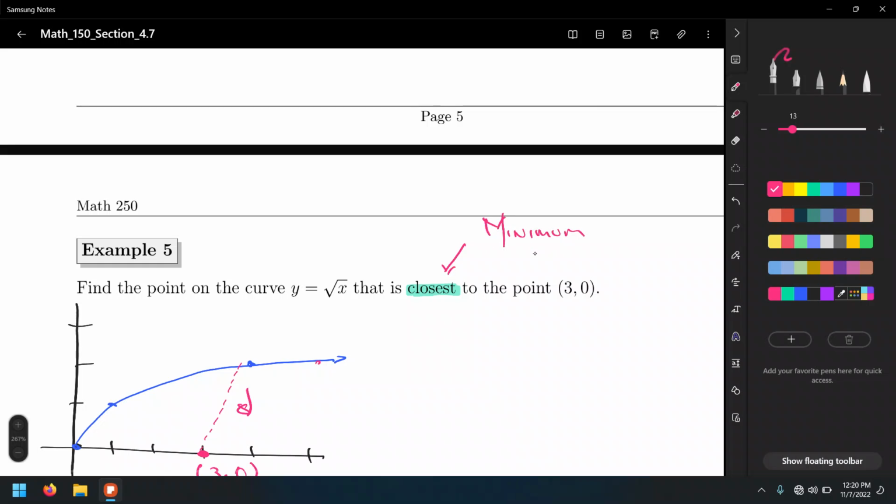The minimum distance. Alright? So this time we're going to find a minimum, not a maximum. But here is the thing. What do we know about the distance formula?